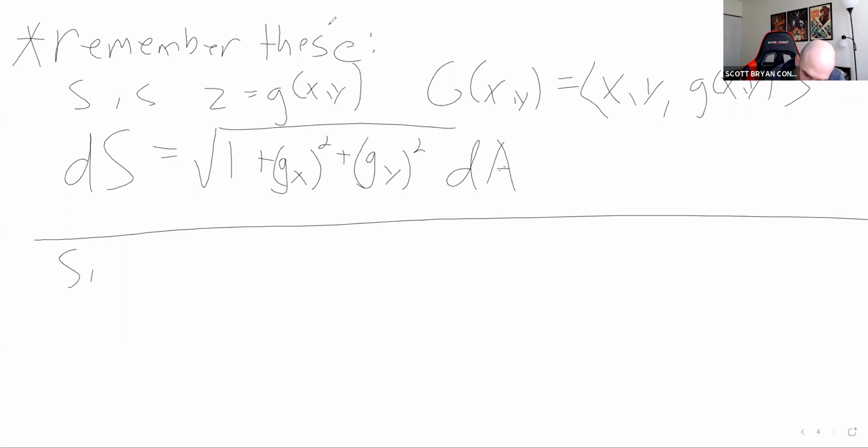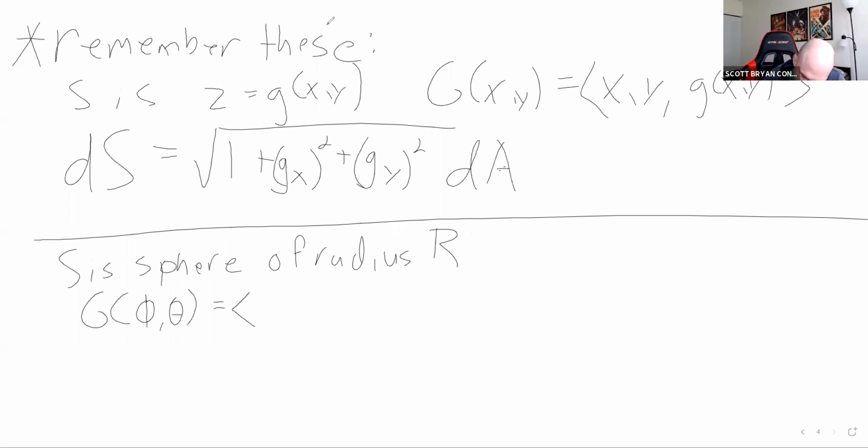And if S is a sphere of radius capital R, centered at the origin, but we're always going to give you that, centered at the origin, you parameterize using spherical coordinates, but you replace rho with capital R, the radius. So you get capital R sine phi cos theta, capital R sine phi sine theta, and capital R cos phi.